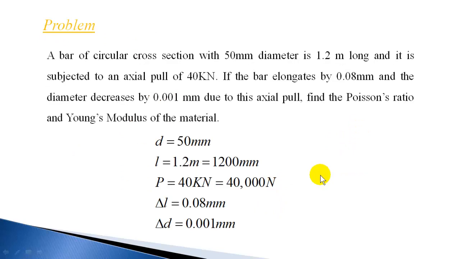Let us work out an example. A bar of circular cross section with 50 mm diameter is 1.2 meter long and it is subjected to an axial pull of 40 kN. If the bar elongates by 0.08 mm and the diameter decreases by 0.001 mm due to this axial pull, find the Poisson's ratio and Young's modulus of the material.